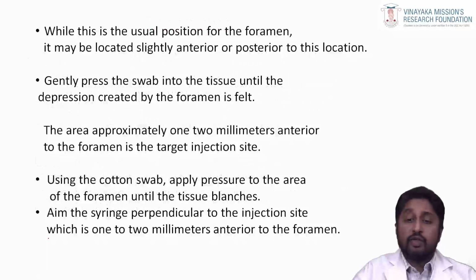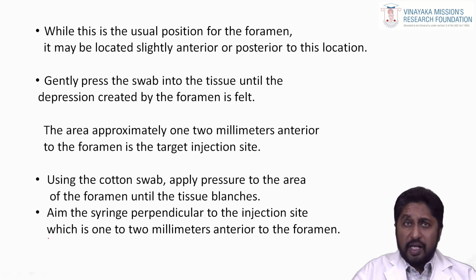While this is the usual position of the foramen, it may be located slightly anterior or posterior to this location. Gently press the swab into the tissue until the depression created by the foramen is felt. I have told you already, you will find a mild depression over that particular area. An approximate 1 to 2 millimeters anterior to the foramen is the target injection site.